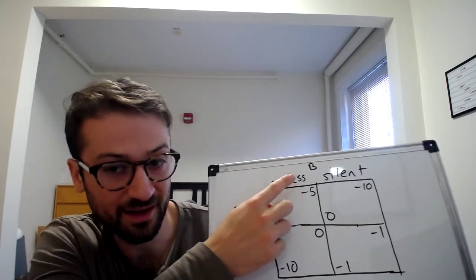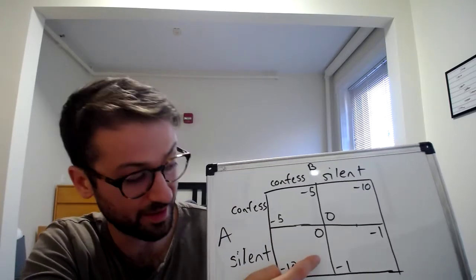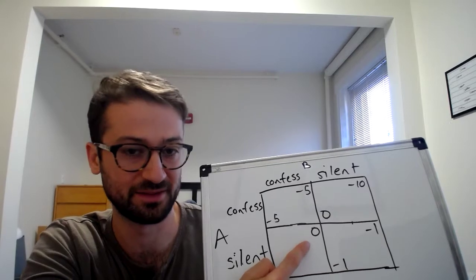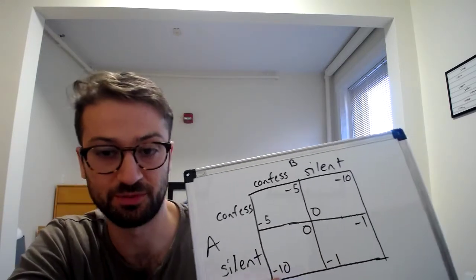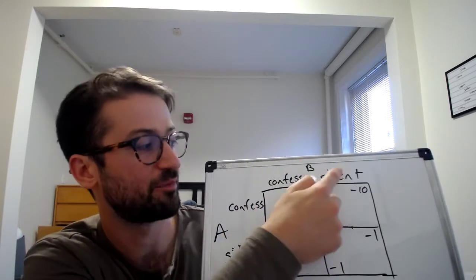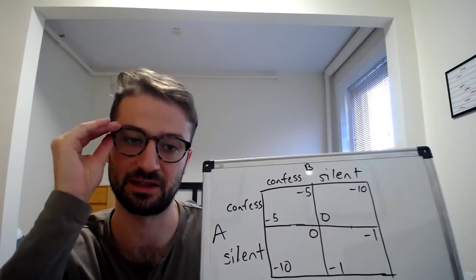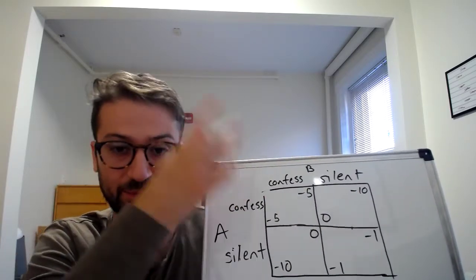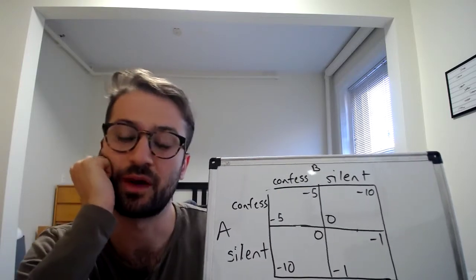Now, if A stays silent, but B confesses, then they're going to let B go free. B has a payoff of 0, which is better than -1. And A is going to go to prison for 10 years. So way worse for A. And the same thing if B stays silent and A confesses. B goes to prison for 10 years, A doesn't go to prison and gets to leave. If they both confess, if they both cheat and confess on each other, then they both go to prison for 5 years. Okay?